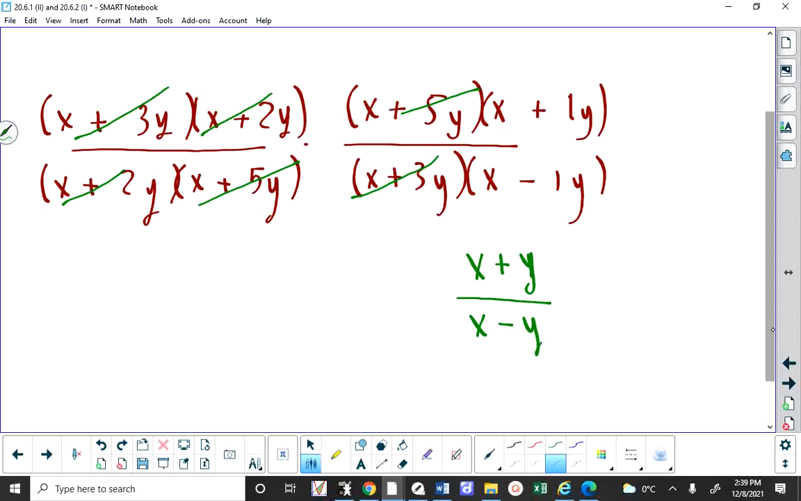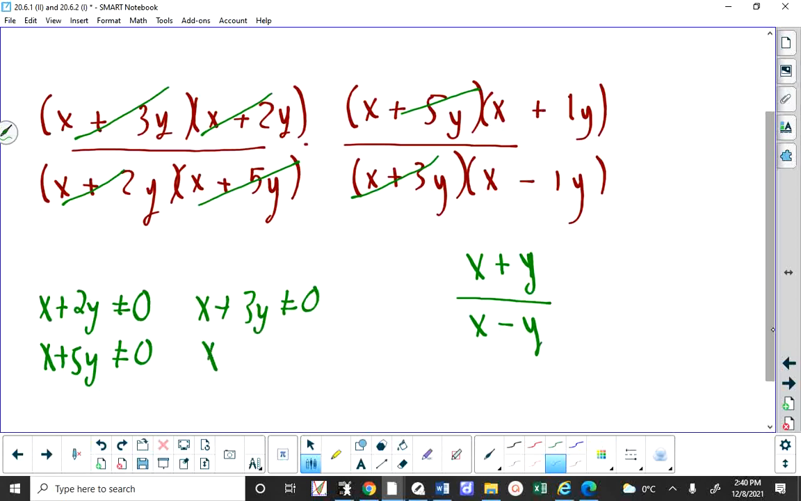I cannot simplify those. Those are not negatives of each other. Interestingly enough, same as the last example. We have non-permissible values. X plus 2y is not allowed to be 0. X plus 5y is not allowed to be 0. X plus 3y is not allowed to be 0. X minus 1y is not allowed to be 0.